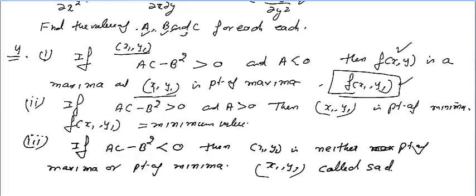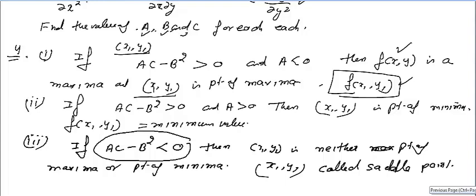The point that we have given the name as point of inflection is known here as the saddle point. Sometimes the examiner will ask what the saddle points are, so you will check this condition. You must know what a saddle point is: when AC minus B square is negative, it is neither a point of maxima nor a point of minima.